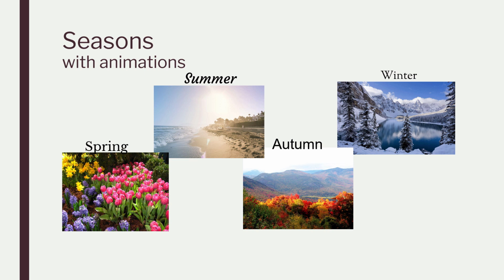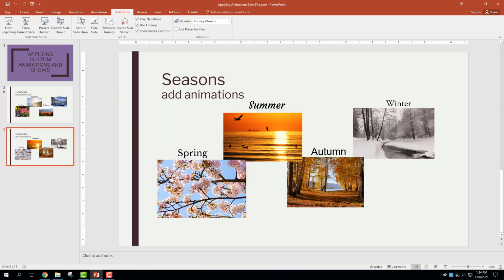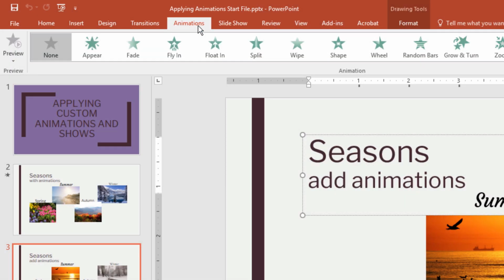Let's take a look at adding animations. First, in the Start file, go ahead and exit from the slideshow if you haven't already. To do this, you can press the mouse until it closes out of the slideshow, or you can press the Escape button on your keyboard. We are going to open the slide with the title, Seasons Add Animations. Once on that slide, select the title and go to the Animations tab found in the menu bar.